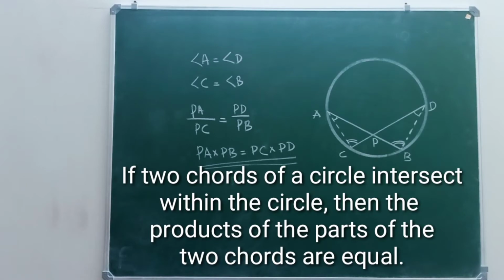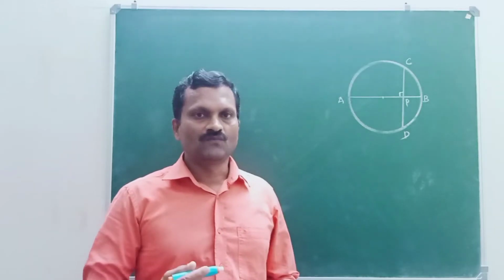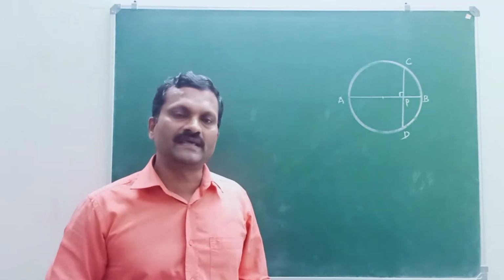That is, if two chords of a circle intersect within the circle, then the product of the parts of the two chords are equal. Geometrical interpretation of intersecting chords: if two chords of a circle intersect within the circle, then the rectangles formed by the parts of the same chord have equal area.